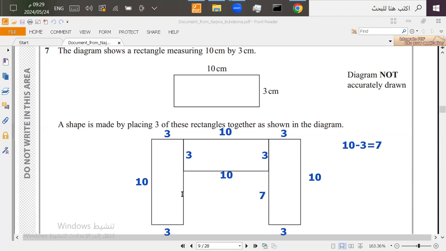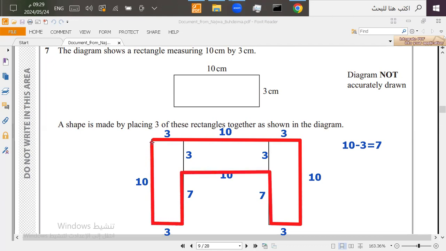This line is 7. Now to find the perimeter, we're going to add all the numbers outside of the shape. This is very important. To find the perimeter, add all of the lines outside of the shape like this. Don't add the ones inside the shape, only the ones outside of the shape like this. Now we're going to add them together. So this is a 10, 10, 10, we have 30.